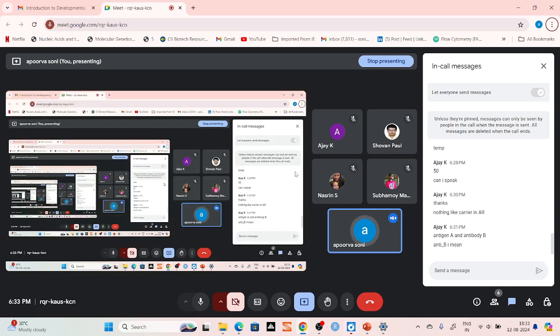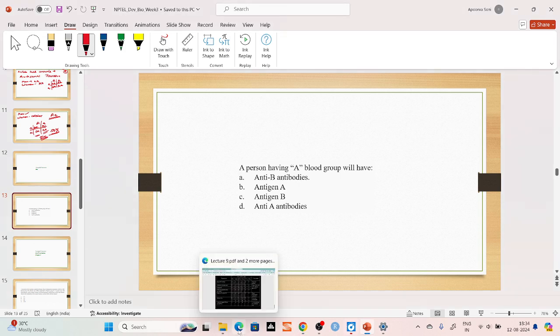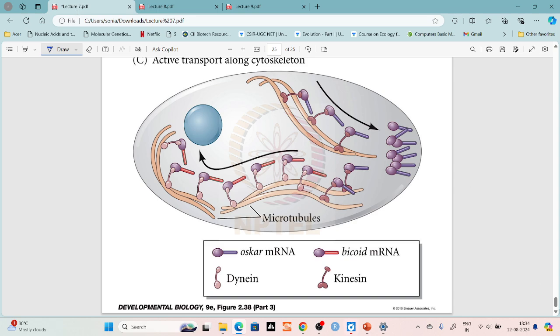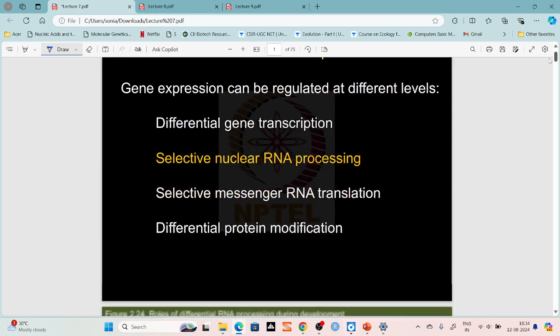If you have AB blood group, then what will happen? Can anybody tell me? If somebody has an AB blood group, what kind of antibodies would be there? Quickly. Meanwhile, I'll search where it is.